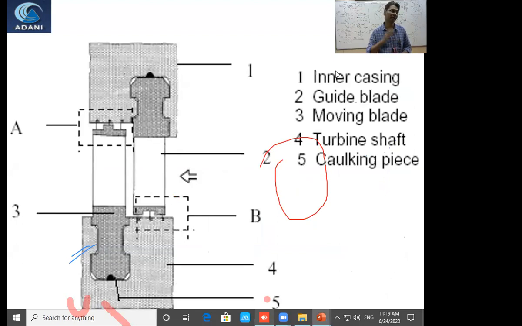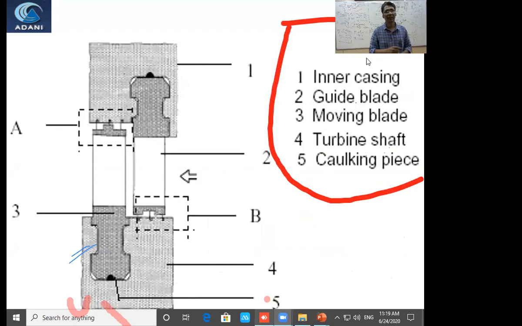How are roots designed? T-type roots are designed. They are fixed into the rotor or stator. This is how the steam is flowing. Next.